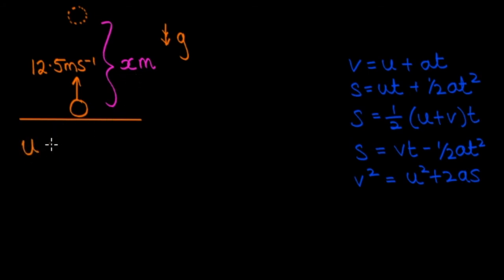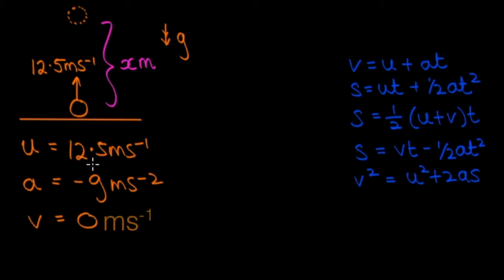So again, if we take up to be our positive direction, then the initial speed or the initial velocity is 12.5 meters per second. The acceleration is being directed towards the ground, so we have negative g as the acceleration, and we also know that the particle is going to have a final velocity of 0, because when a particle is at its maximum height, then it's going to be instantaneously at rest. So we know A, we know V, and we know U. So let's write that below each letter. So V is 0, A is negative g, and U is 12.5.